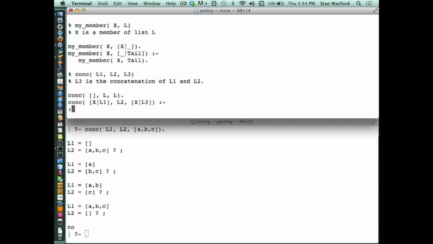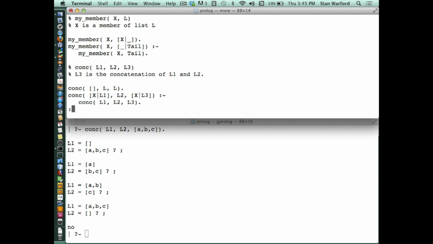concatenated with L2? Oh, so you are right, what you said, but then how would you write it? Conc, C-O-N-C, parentheses what? L3. Yes. Excellent. Are you with me?